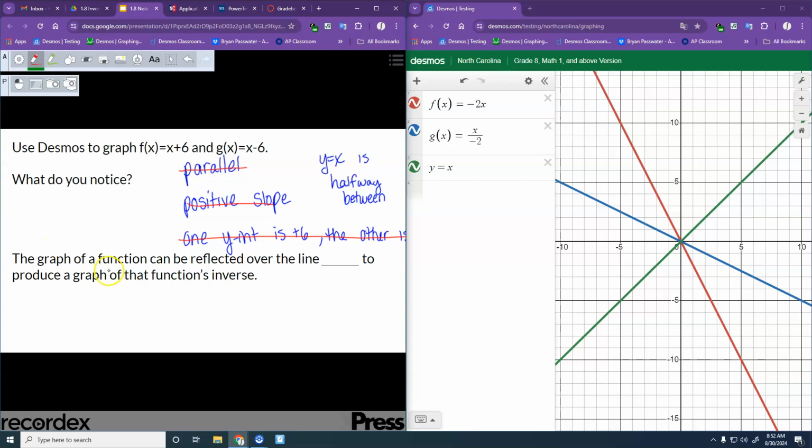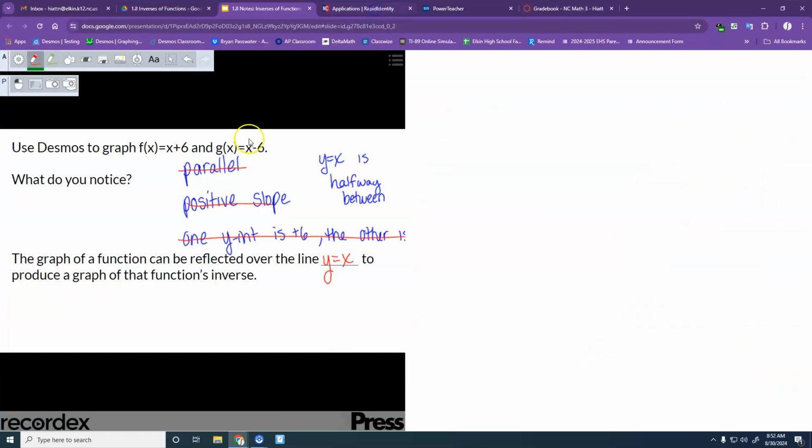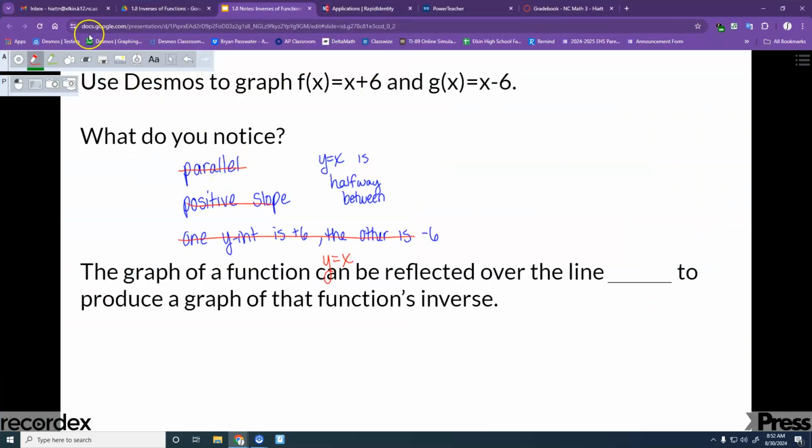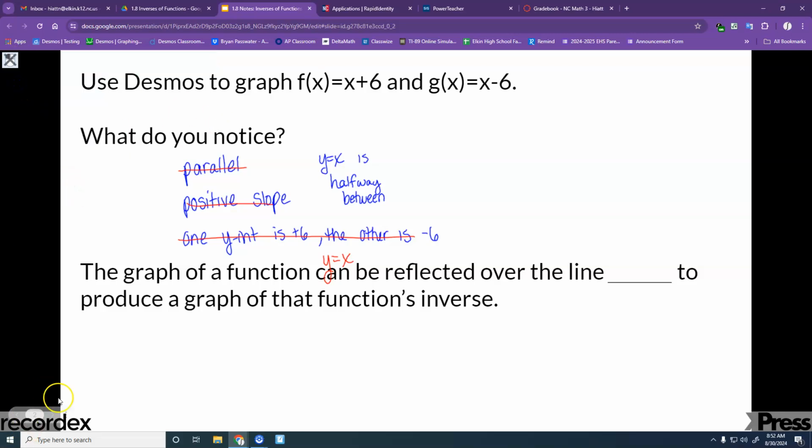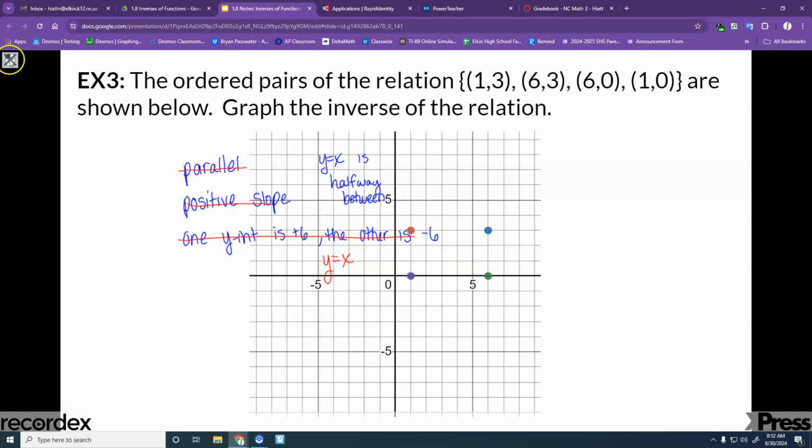The graph of a function can be reflected over the line y equals x to produce a graph of that function's inverse, okay? So this green line right here is going to be key. We're going to use Desmos quite a bit to test to see if things are inverses. We'll also do it algebraically, but we can kind of rely on Desmos in a lot of cases. So, let's move on.